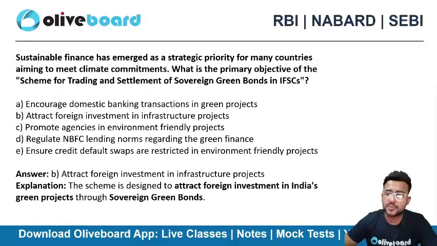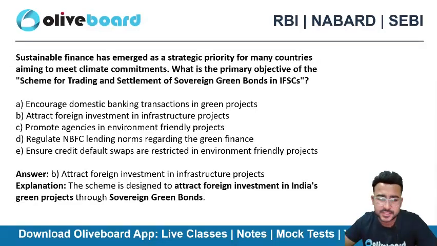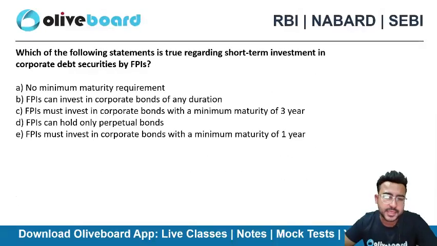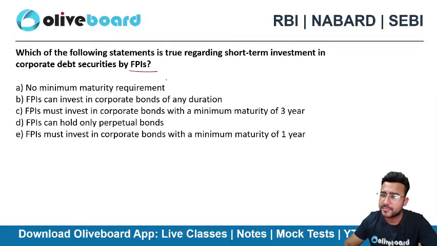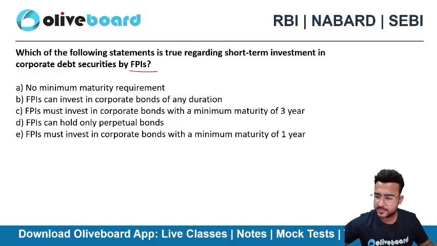The correct answer here is to attract the foreign investment in the infrastructure projects via sovereign green bonds. Which of the following statements is true regarding the short-term investment in the corporate debt securities by the FPI?